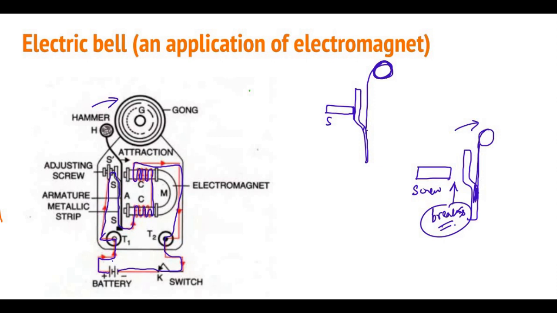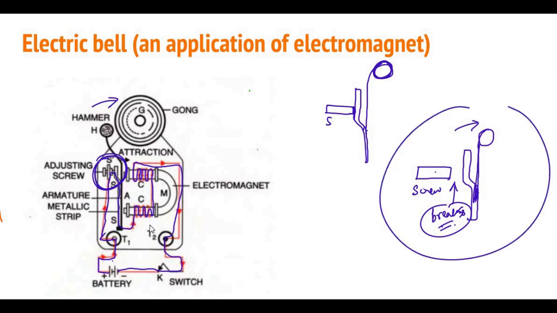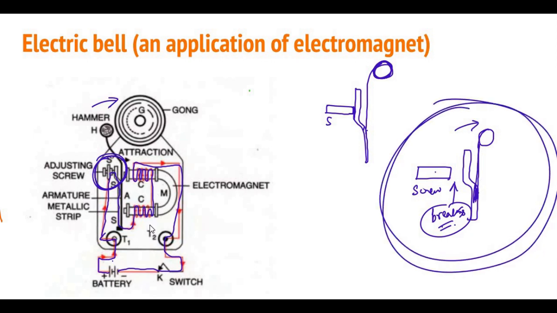So did you see that the path of the current is completely closed? And especially you have to see this point, this very region where the current is passing through the screw to the armature metallic strip. So if the contact between the screw and the armature metallic strip breaks, then what happens? Current will no longer flow because the circuit path will become open.